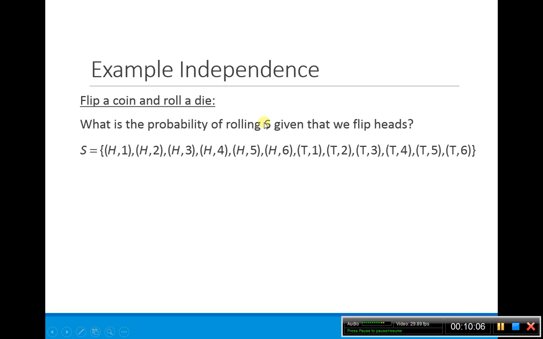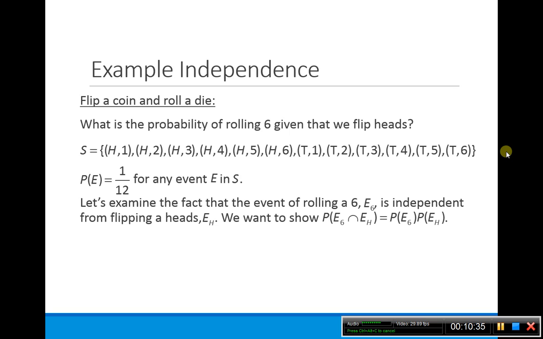When we roll our die, we can get 1 through 6. So here we have a head with a 1, a head with a 2, etc. Tail with a 1, tail with a 2, tail with a 6. That's our sample space. So what is the probability of rolling a 6 given that we flipped heads? So here's that heads and 6. Here we have 12 possible events in our sample space, all of them with equal likelihood. So the probability is just going to be 1/12.